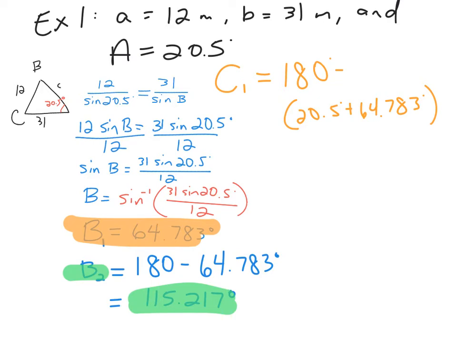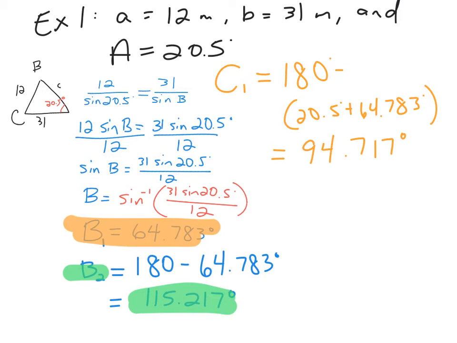And then when we actually perform that subtraction, we are going to come up with a value of 94.717 degrees. So there is our angle C1 to go along with our angle B1. And then to find side C1, we are going to apply the law of sines one last time.